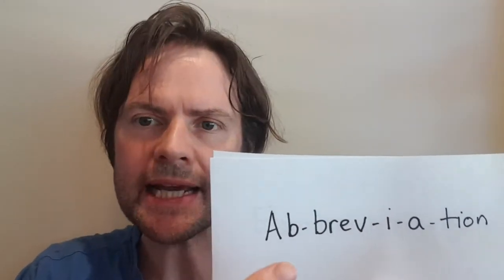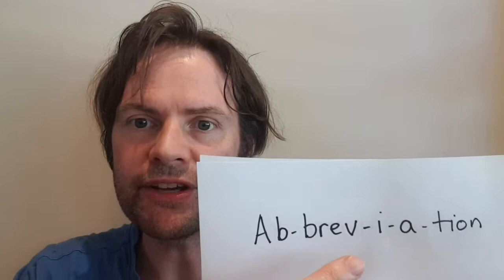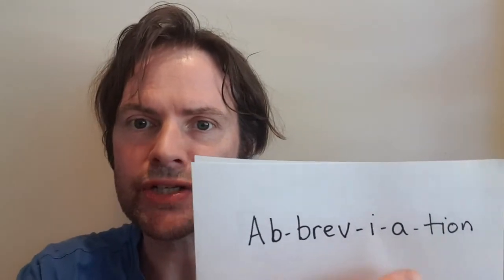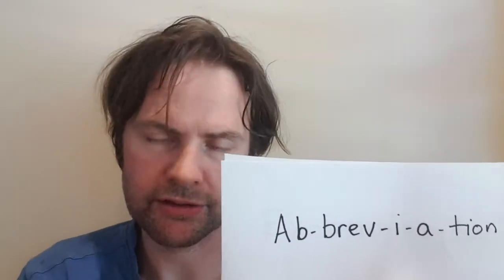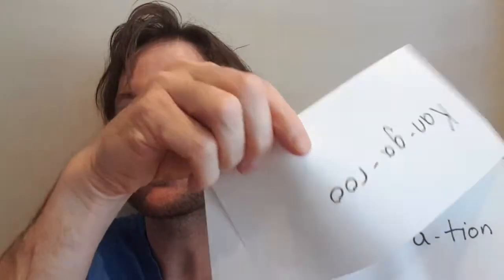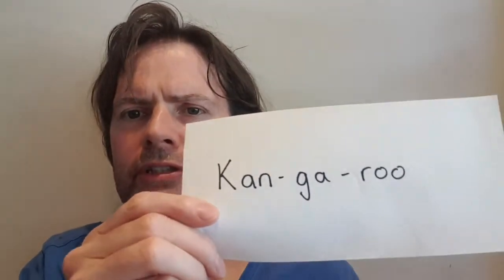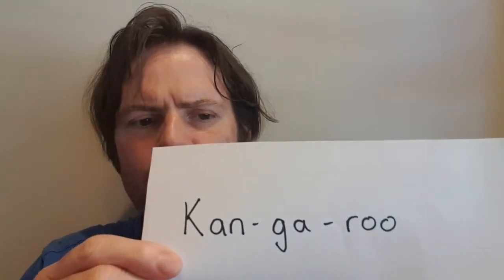So this one is abbreviation. It means you make the word shorter. So we have kangaroo. You have kangaroo. So the abbreviation of kangaroo is roo.